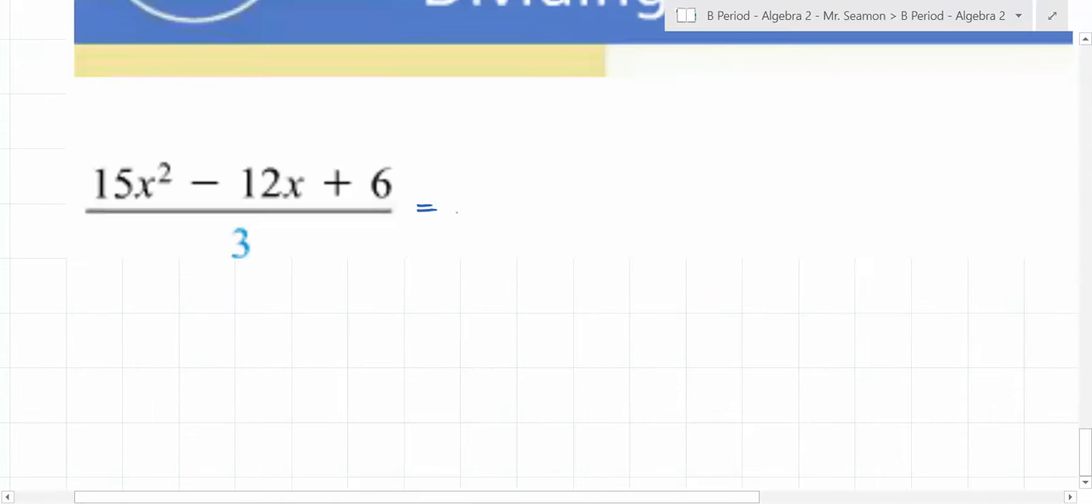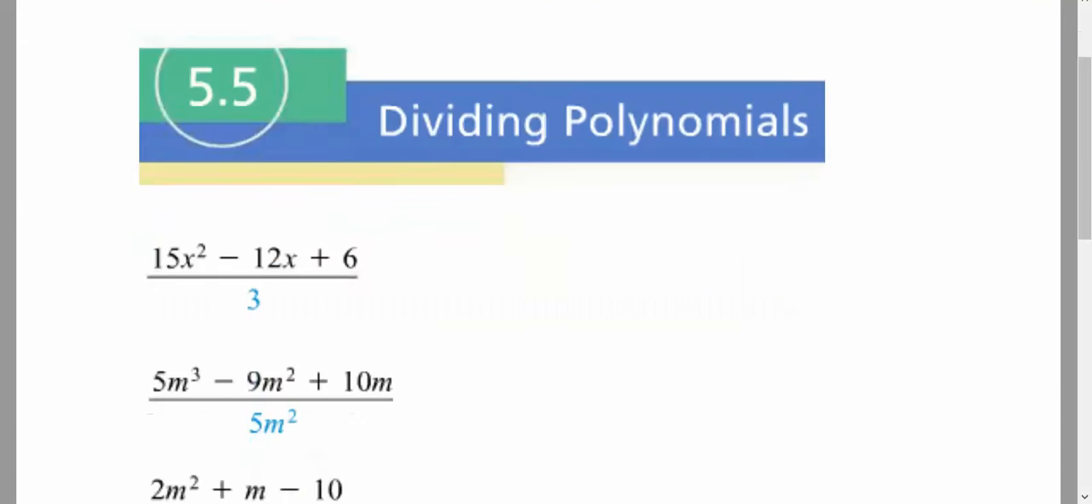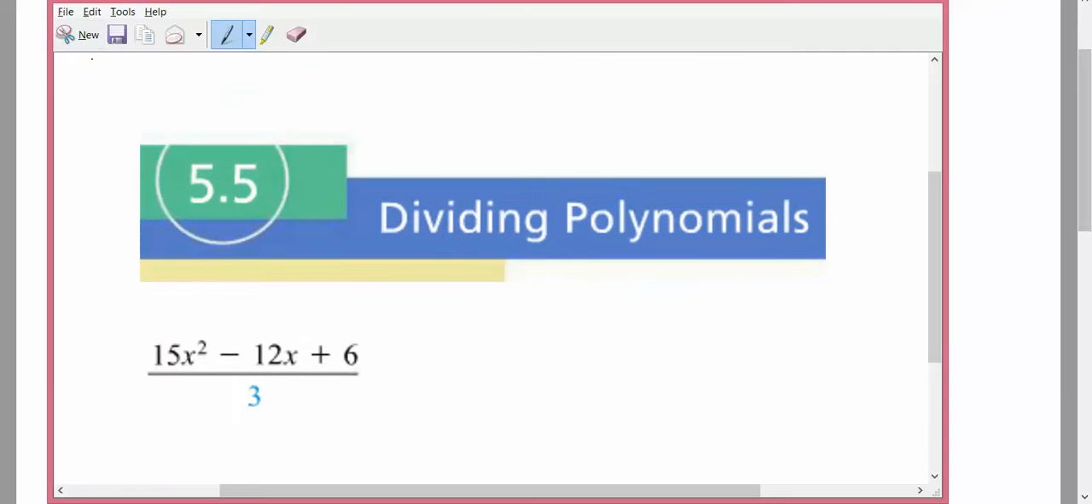So can someone tell me how you rearrange that? What is the turn, Alyssa? Yep. And can you simplify each of those? Yeah, 5x squared minus 4x plus 2. Okay, so that's nice. It does simplify kind of nicely in some cases. Let's add a little bit of complexity here.